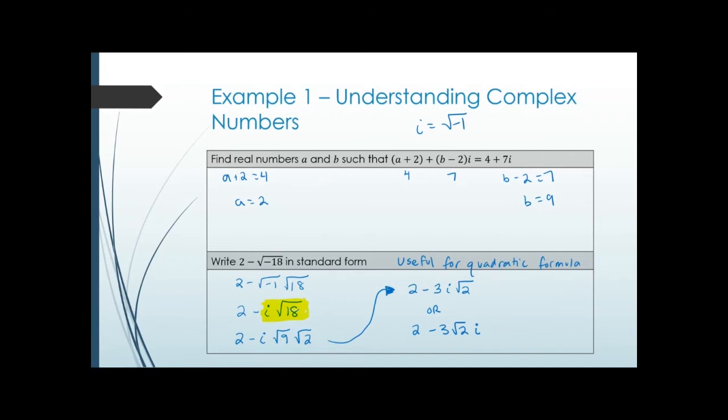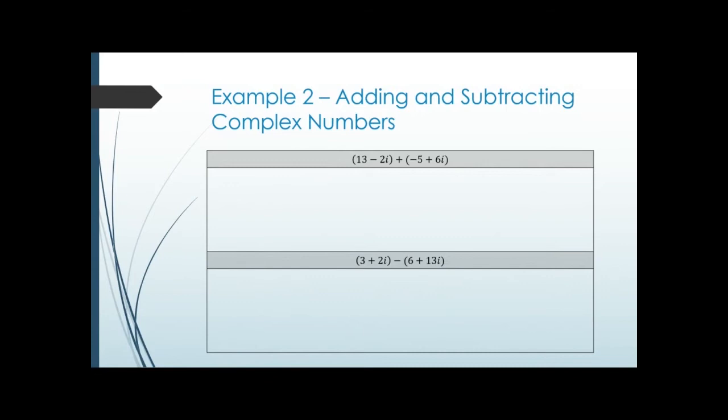Okay, so now I have an example of adding and then an example of subtracting here. And so you're basically combining like terms. These complex numbers are in parentheses just to indicate that we're adding two complex numbers. But because there are no negative signs in front of the parentheses and no numbers in front of the parentheses, the parentheses are unnecessary. So we can just write it without them. So we have 13 - 2i + (-5) + 6i.